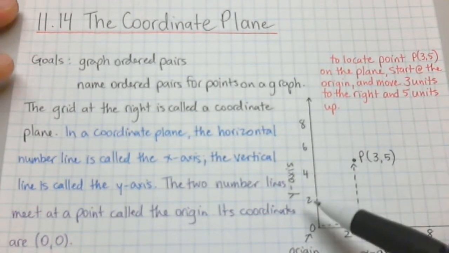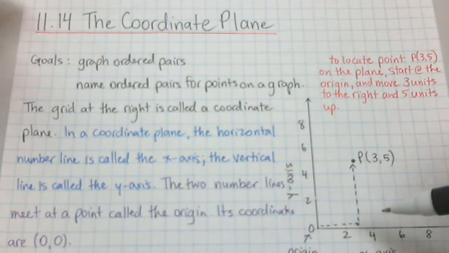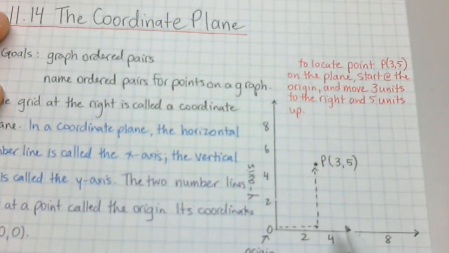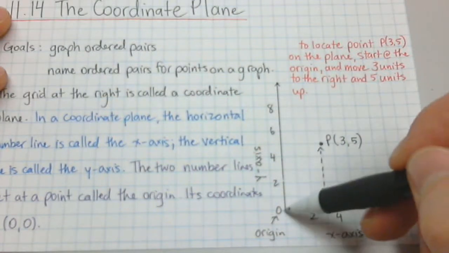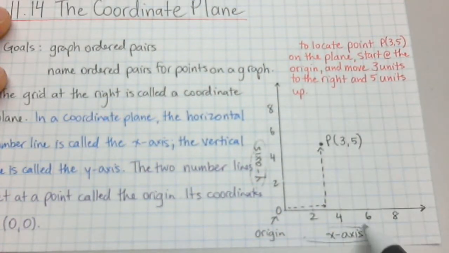Now, here we see a grid on the right. It's called a coordinate plane. A coordinate plane has a few things on it. The horizontal line right down here is called the x-axis. This vertical line is called the y-axis. It's labeled right here, x-axis, y-axis.